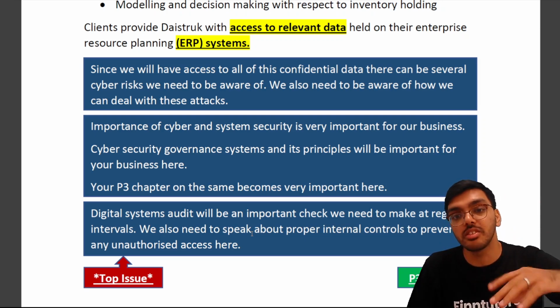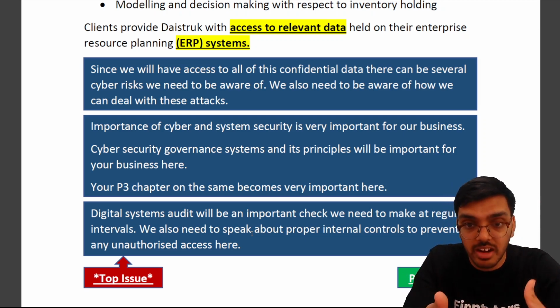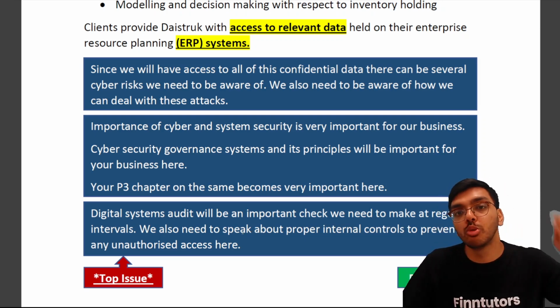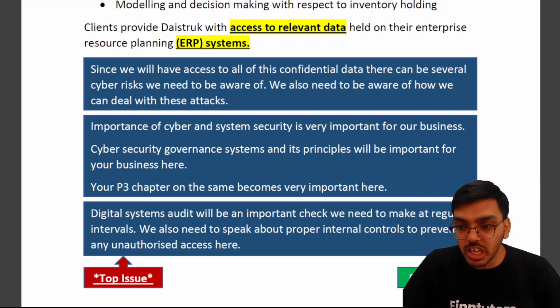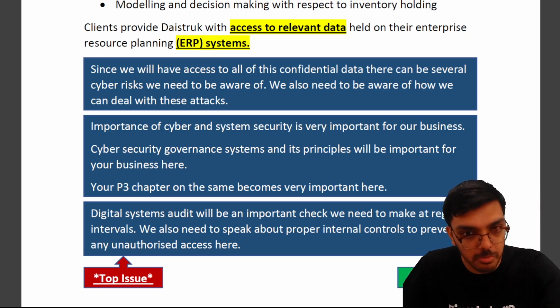All of these, they are related, right? And this is another top issue. All of this is in your P3 syllabus, so please make sure you are giving importance to the same.